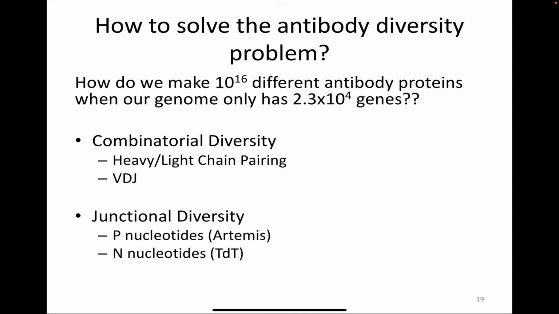The real answer has a few different parts. I know that some of the terminology on this slide may not make a ton of sense right now. But when you come back and are studying for the exam, you are going to find this to be a very useful little outline. You can see that there are two parts to the answer. One is something called combinatorial diversity, and one is something called junctional diversity. And each one contains two pieces, which are shown here. So it's really all of these things coming together that allow us to solve this antibody diversity problem.